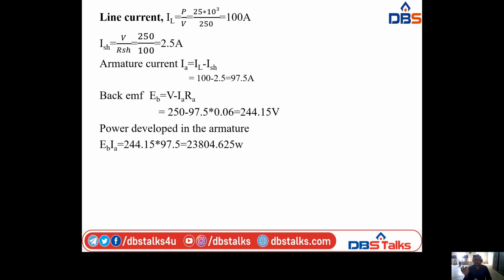And back EMF Eb is equal to V minus IaRa. Here the supply voltage is 250 minus armature current 97.5 into armature resistance 0.06, which is equal to 244.15 volts. And the power developed in the armature formula is Eb into Ia. For a DC generator it is Eg into Ia, that is generated EMF into armature current. And for a DC motor it is back EMF into armature current, that is back EMF 244.15 into armature current 97.5. In total we have 23804.625 watts, that is 23.8 kilowatts. This is the solution for problem number 10.